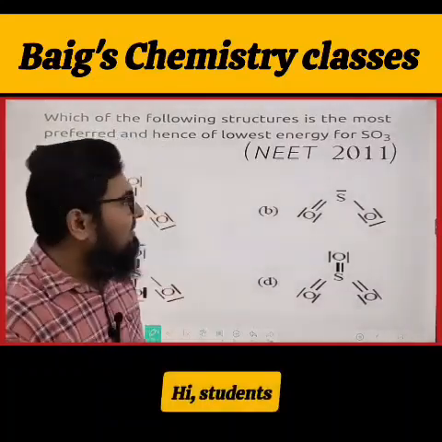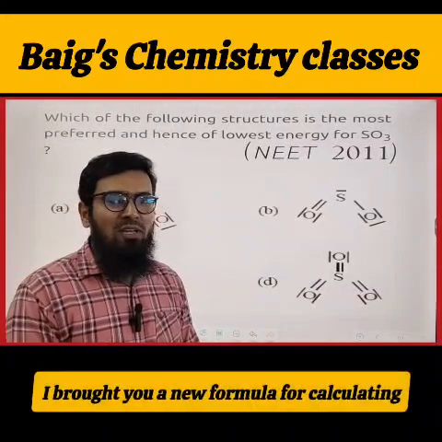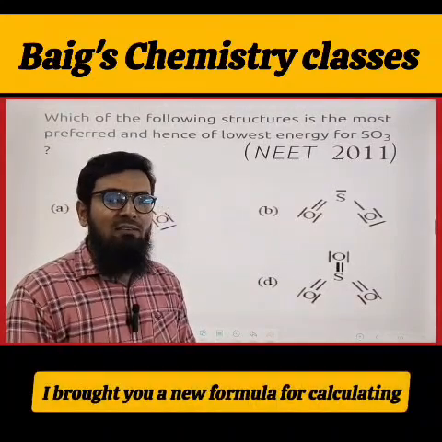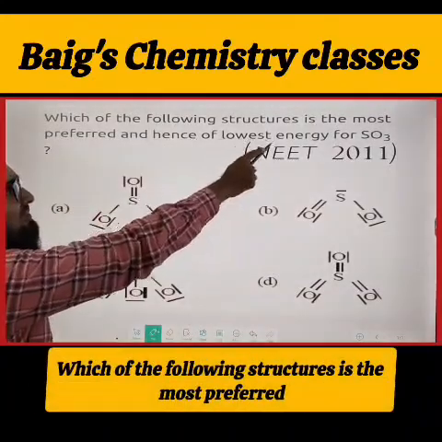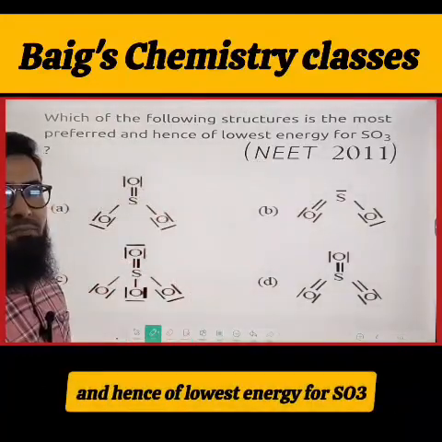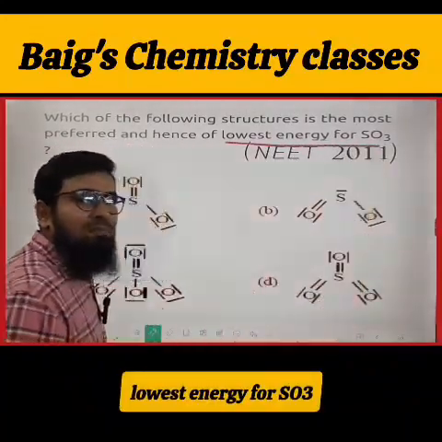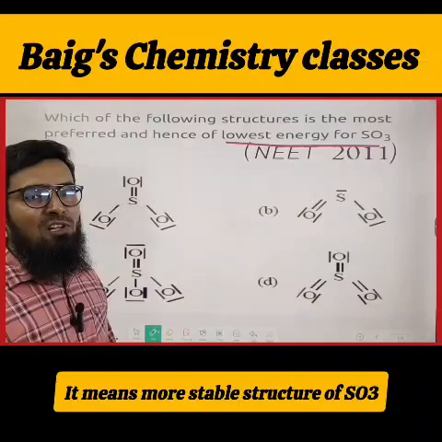Hi students, this question is based on the formal charge concept. I brought you a new formula for calculating the formal charge. Which of the following structures is the most preferred and hence of lowest energy for SO3? What is he asking here? Lowest energy for SO3 means the most stable structure of SO3.